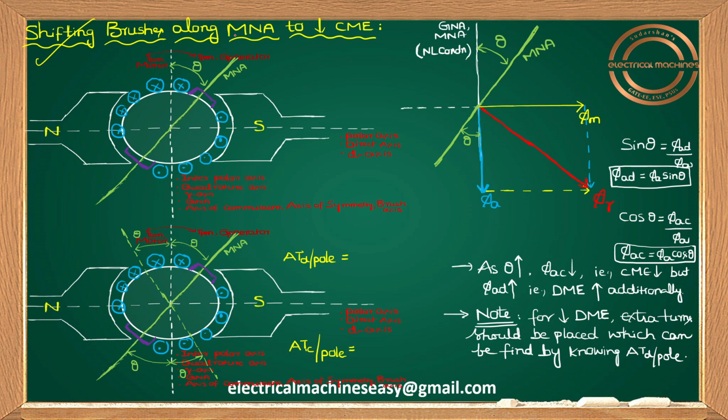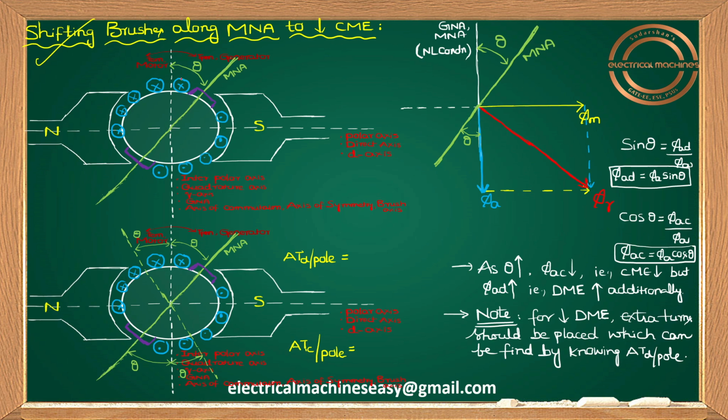In olden days we were using this method. So let us discuss this method, and I'll tell you what the problems in this method are, and why nowadays we are using interpoles, the winding interpoles. How can you reduce CME using interpoles, we'll see in coming sessions. Let us see shifting brushes along MNA to reduce CME.